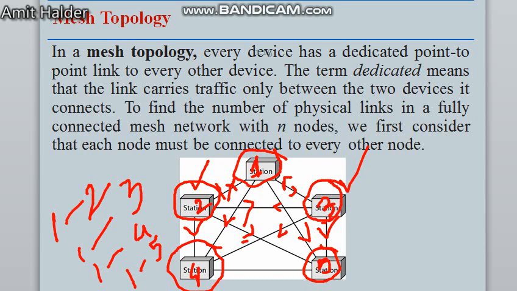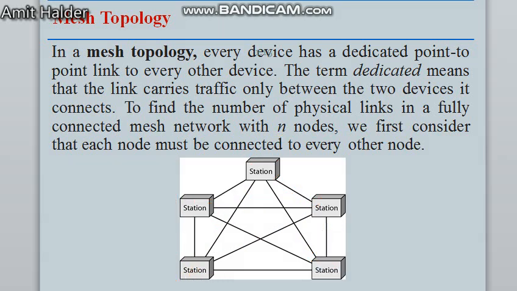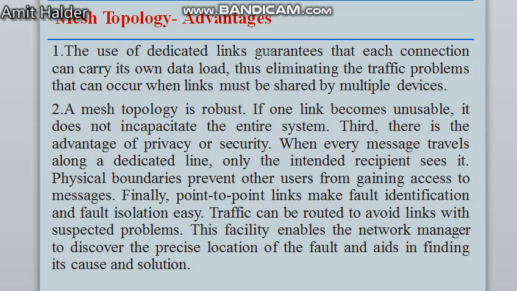If you just take the number one node, that has been connected to all other four. If you take two, that will be connected to all other four. If you take three, all other four. That makes the mesh topology. That is known as mesh topology. And in mesh topology all the devices are fully connected. What are the advantages of the mesh topology?